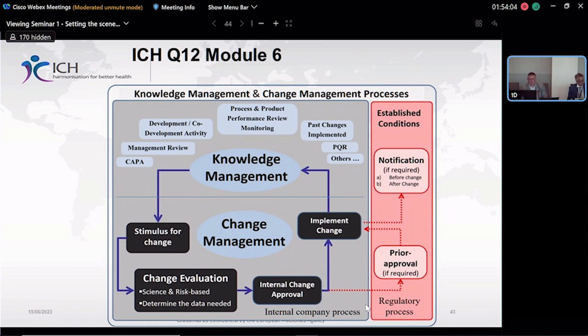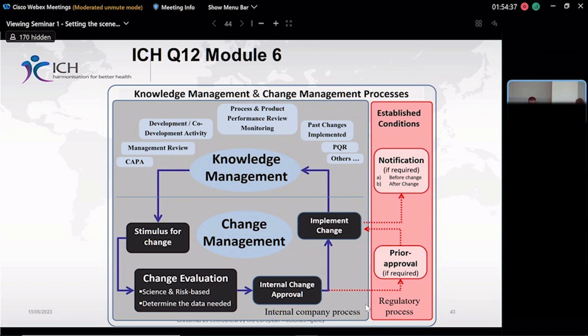On this slide you see two parts. The grey part is the internal company process. The red part is what we do in assessment in the regulatory authority. So we can see within the company we have a lot happening in terms of change management and knowledge management. You have a stimulus for a change. So, you know, in that example, we need to tighten our assay limit. Why? Well, maybe something's happened in production, or maybe we've seen a trend over time.